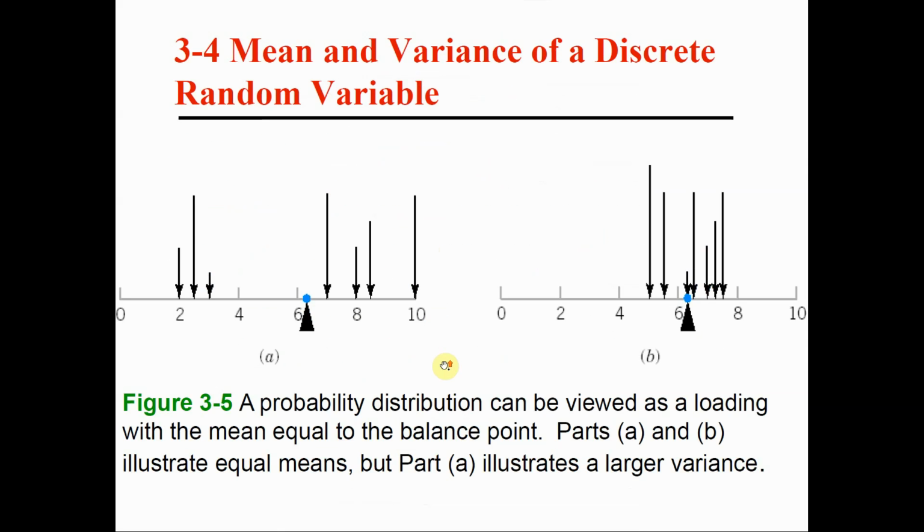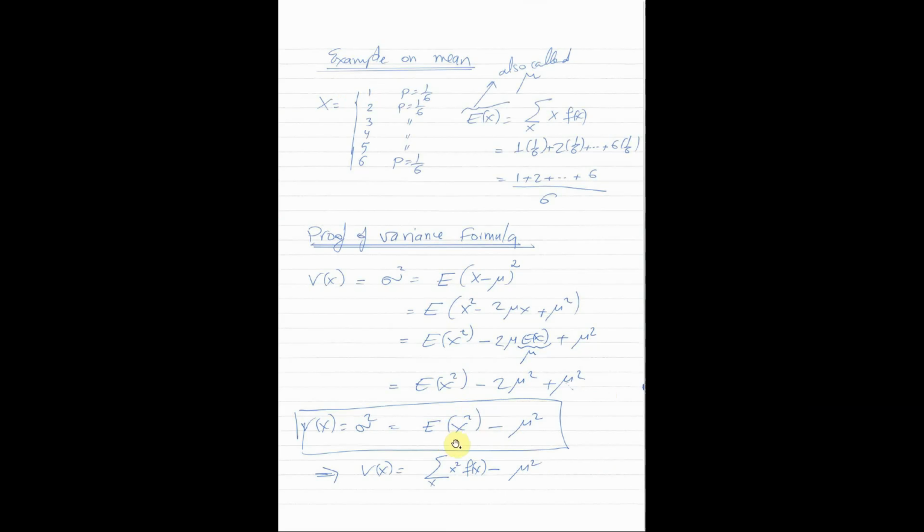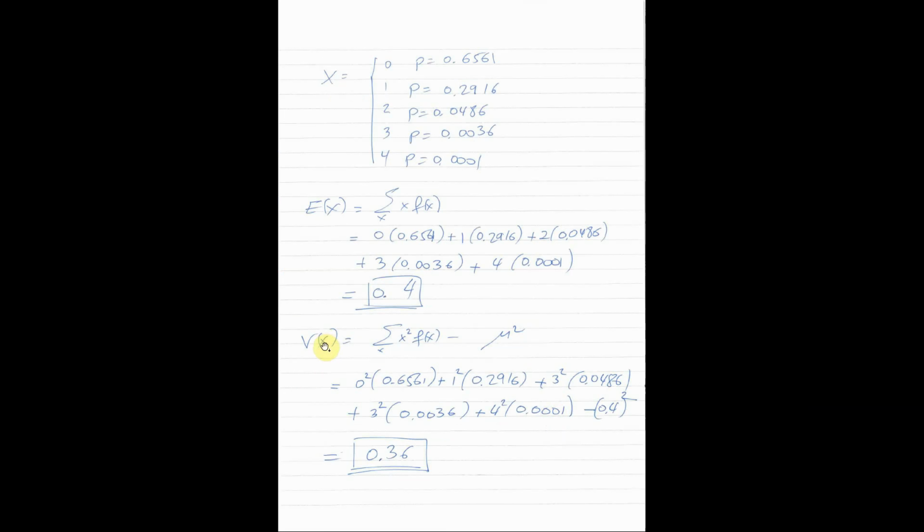What was the definition of the variance again? The definition of the variance: expected value of x squared minus mu squared. So let's write this down. The variance of x is the summation of x squared times f of x, minus mu squared. Again, this is the expected value of x squared.